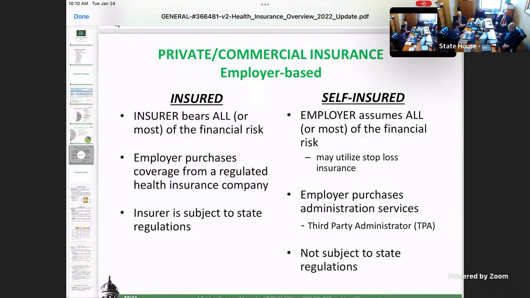And so what they would usually do is still go to a company like Blue Cross Blue Shield or MVP, whoever, and buy a plan which is basically a third-party administrator. So the card would still say Blue Cross Blue Shield or MVP. They're just administering the plan. They're just adjudicating the claims, but they're not taking on the risk. With an insured plan, the insurance company is taking on the risk. With a self-insured plan, the employer is taking on the risk.